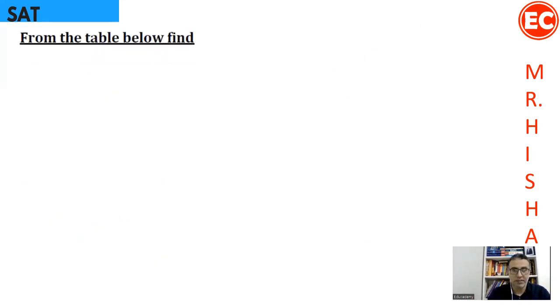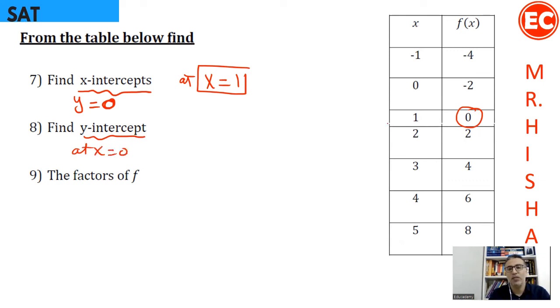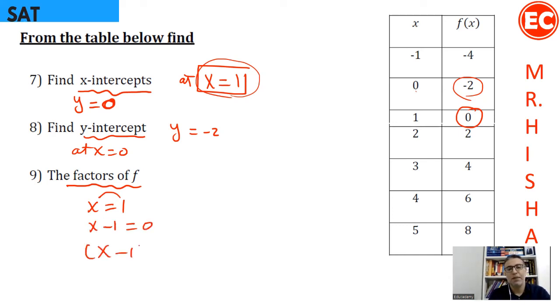Another question on the same table is to find the x-intercepts. If you remember, we said that the x-intercept is where y is equal to 0. One value, so at x is equal to 1. The y-intercept is at x is equal to 0, and I have only one value, negative 2. So at y is equal to negative 2. What are the factors of f? We said that for factors, I'm going to rewrite x is equal to 1 by moving 1 inside. So I'm going to write x minus 1. So x minus 1 is a factor of the function.